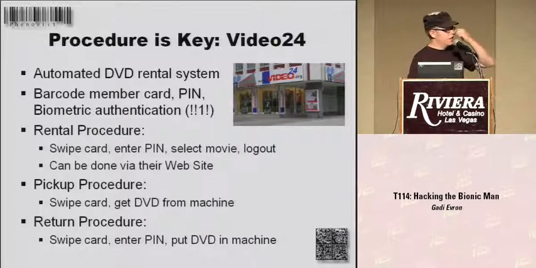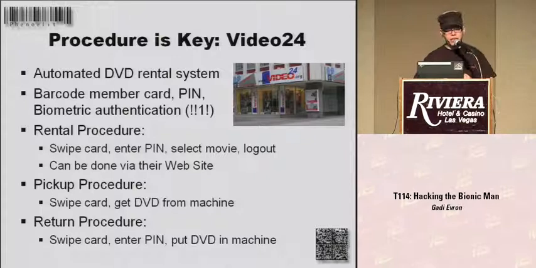So okay, here's the rental procedure and the pickup procedure. The rental procedure is you go in, you swipe your card, you enter your PIN, you select the movie you want, you log out. You can do the same thing on their website. Now, the pickup procedure to actually get to the physical data carrier, the DVD, is you swipe your card, you get the DVD from the machine. Is anyone seeing an issue here? Well, the second doesn't ask for a PIN.